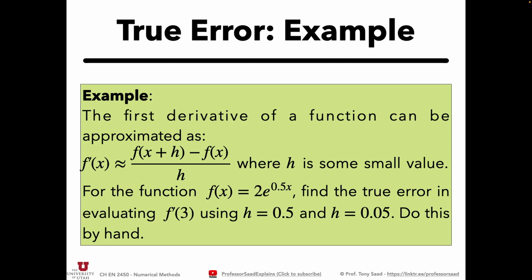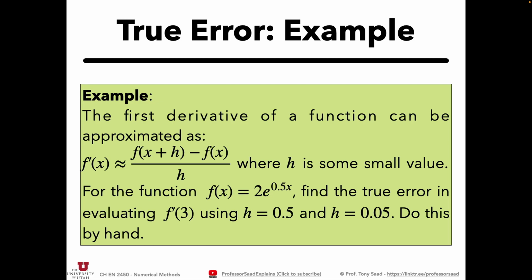with an error. So the example we're going to work with here, we have this formula to approximate the derivative. This is also called the forward Euler formula, which we will be using in the future. Again, we will redefine that later. h is some small value, an arbitrary small value. Now, this is a general formula for a derivative. For the function 2 times exponential of 0.5x, find the true error in evaluating f prime of 3. So we're going to evaluate the derivative at point x equal 3 using these two small numbers, 0.5 and 0.05.